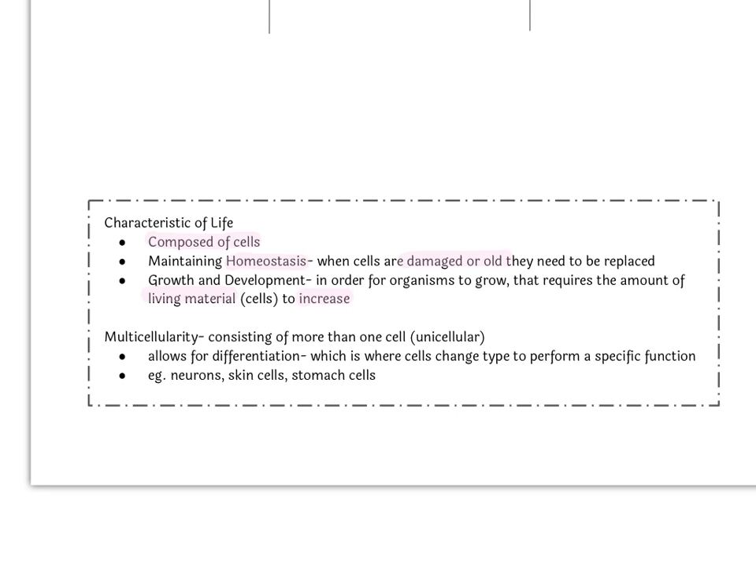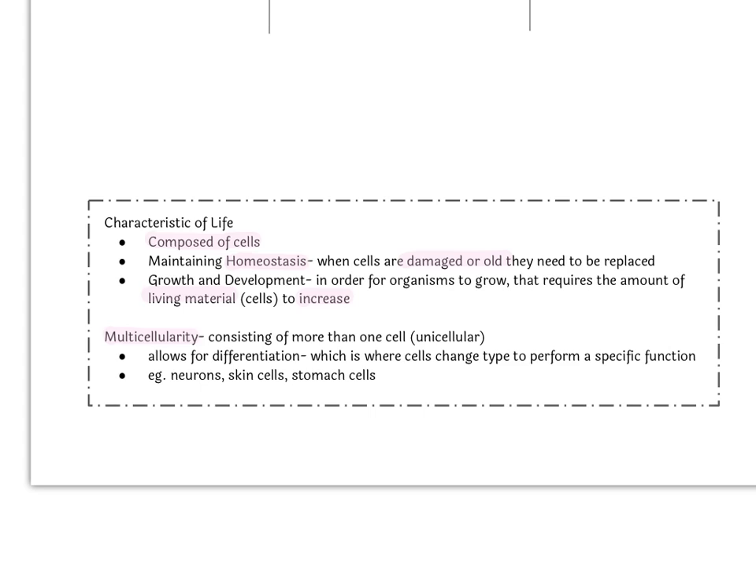And then another reason we care about the cell cycle is that it allows for multicellularity. That's a big word, but if we break it down, it basically means more than one cell. So multicellularity is just consisting of more than one cell. A one-celled organism is called unicellular. So as humans, we are multicellular.